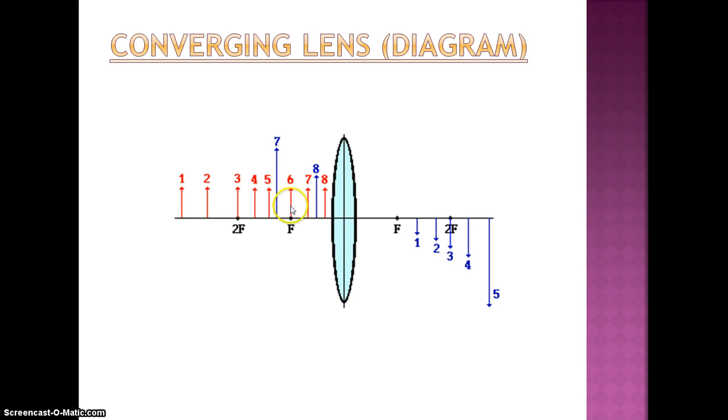For the sixth object, it is placed directly on the focal point. Like I said before, we will show you in the simulation why no image is formed. It gets kind of funky. However, this is kind of where the breaking point of real and imaginary happens.